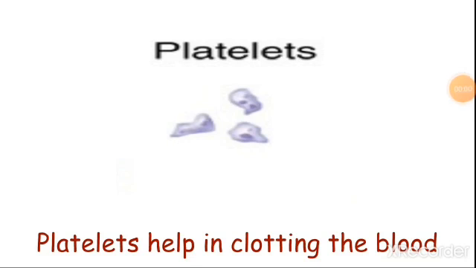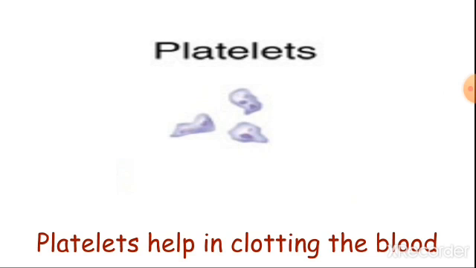When we get a cut, blood flows out of the body and after some time the bleeding stops. A dark red clot plugs the cut. How? It is because of a kind of blood cells called platelets. These are colorless with irregular shape, even smaller than RBCs.